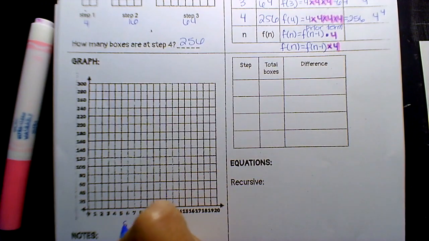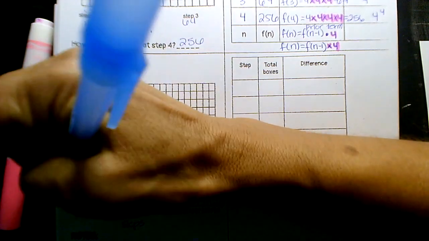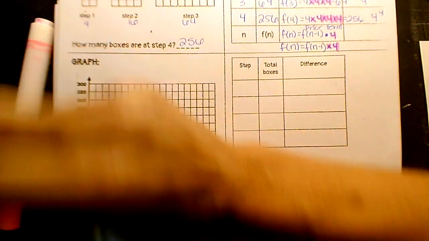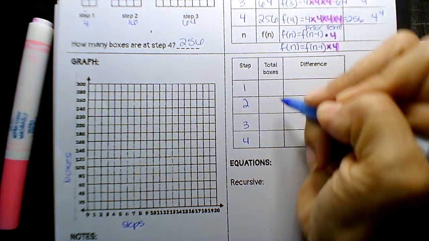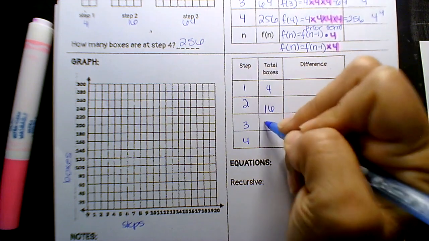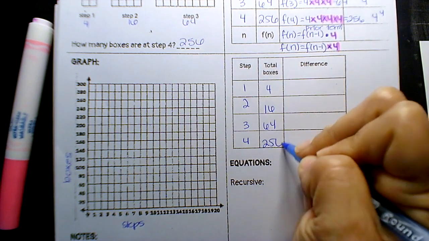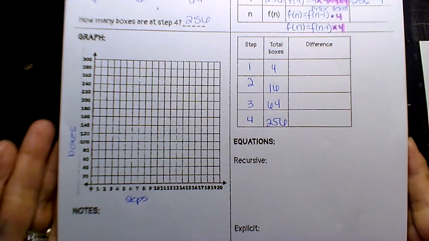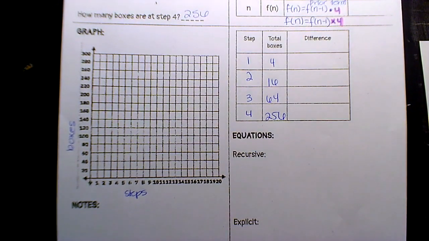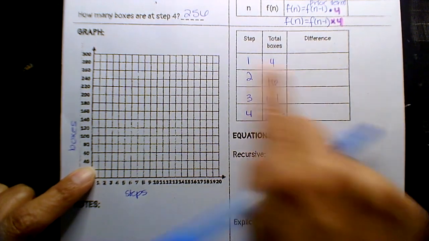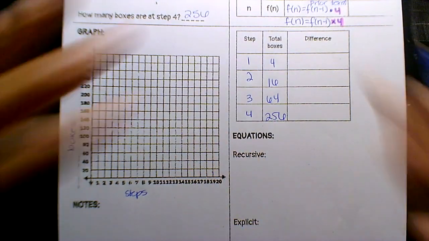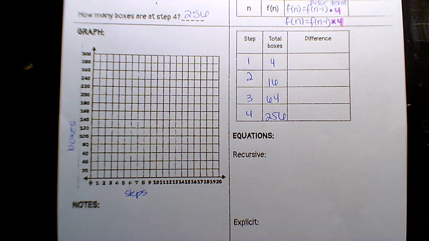So we'll put steps here. You'll put boxes here. And so, let me see, what do I have? 1, 2, 3, 4, 16, 64, 256. Yeah, okay, so that's good enough. So this is ideally what you guys want. So if we ask you to graph, fill out the table, and give us recursive explicit, this is expected of you, okay? The top is just warm up, okay?